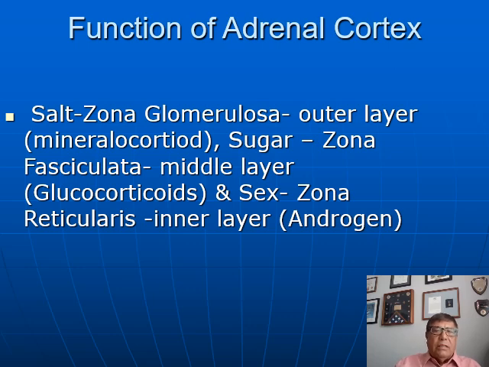So let's look at that. The outer layer is zona glomerulosa, and that's the one that produces mineralocorticoid, which we call the salt retaining hormone. The middle layer is zona fasciculata, and this layer is primarily responsible for production of glucocorticoid, which is the sugar metabolism hormone, as people say. Then the inner layer, mostly zona reticularis, produces the sex hormone.